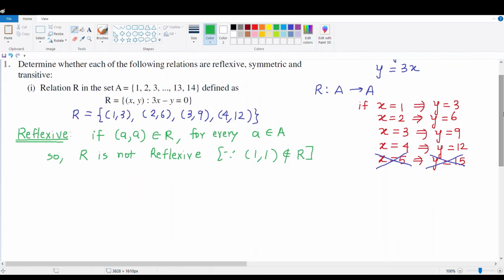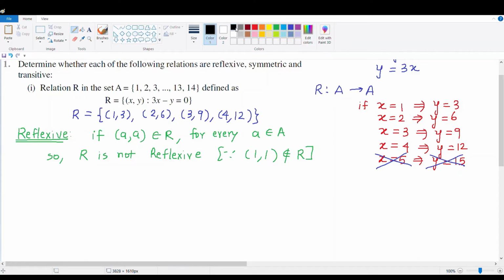We had to determine whether that relation was reflexive or not, and the reflexive definition is what? That (a, a) must belong to R, where a belongs to A. Now if you take a equals 1, then (1, 1). If you take a equals 2, then (2, 2). If you take a equals 3, then (3, 3). This kind of elements must be there in your relation R to be reflexive, but none of them are here. So that relation that we are given is not reflexive.